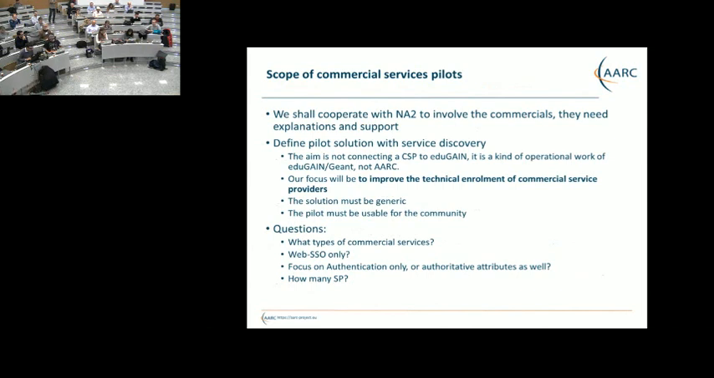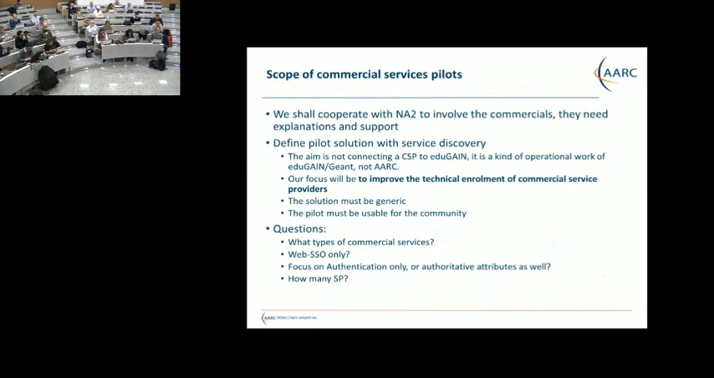Okay, so there's a proposal of scope of commercial service pilots. The first point is that we shall cooperate with NA2 to involve the commercials, as said before, if they need explanation and support.